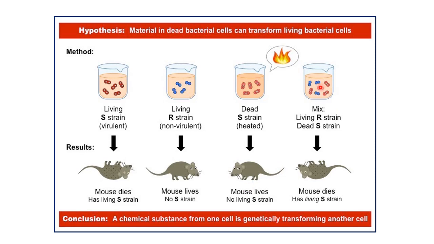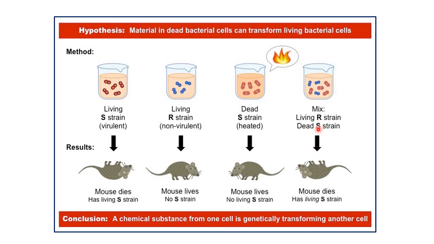And the fourth experiment is a mixture of the living R strain, which is non-virulent, and dead S strain. The S strain is again non-virulent because these cells are heat killed. It means both living R and dead S strain are non-virulent, and when this mixture is injected in the body of the mouse, the mouse dies due to pneumonia. Why did it happen?